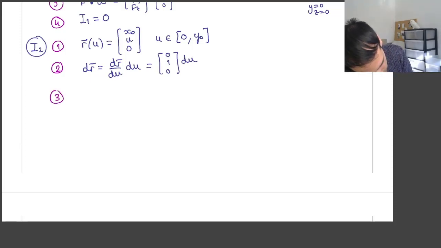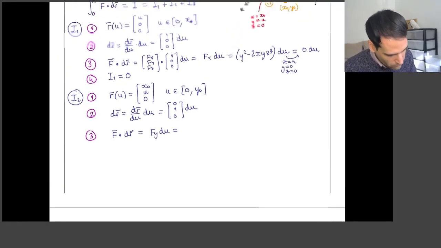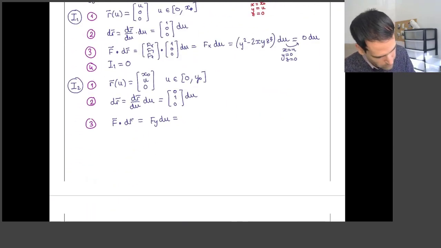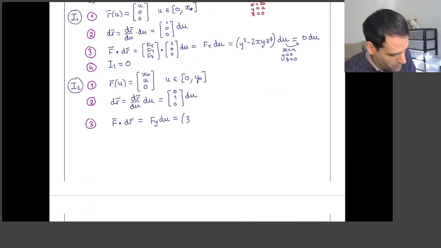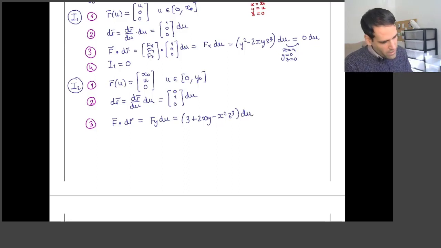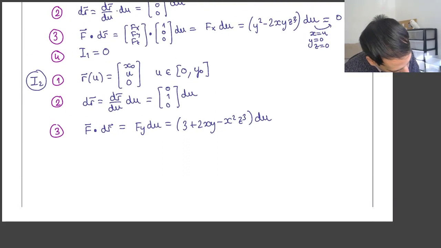The next step is to evaluate the integrand f dot dr. This will be equal to, we are going to do the dot product with 0, 1, 0, so we can only keep the y component. So this will be fy times du. Now fy is this component here, 3 plus 2xy minus x squared z cubed. So we can write it here, 3 plus 2xy minus x squared z cubed times du. And now we have to substitute the values x equals x0, y equals u, and z equals 0.